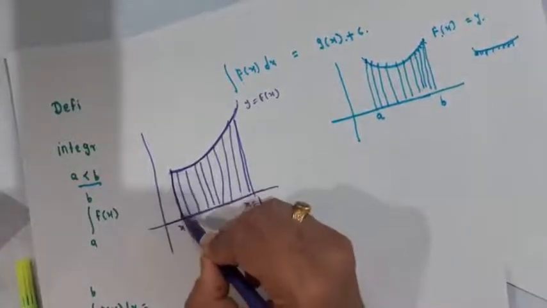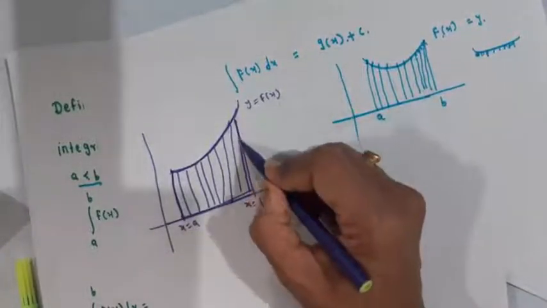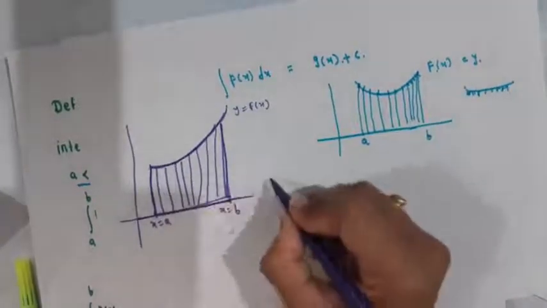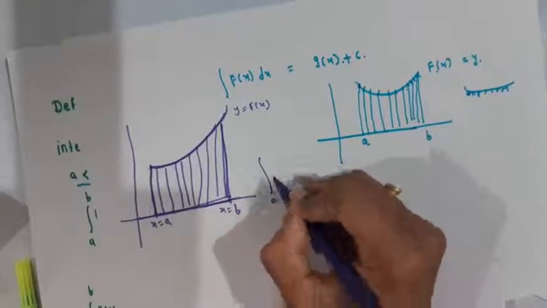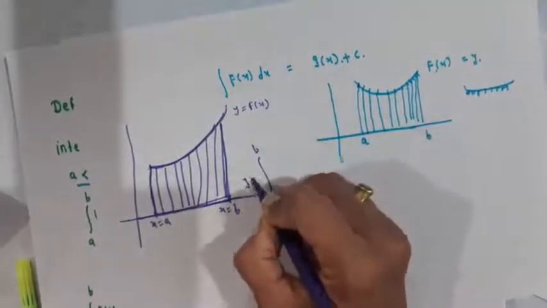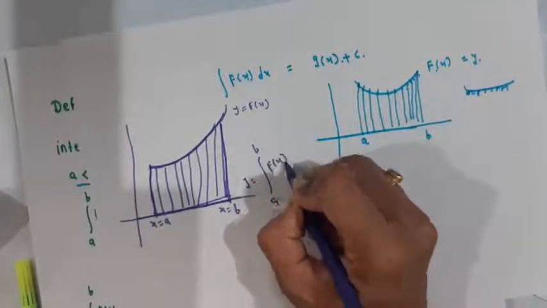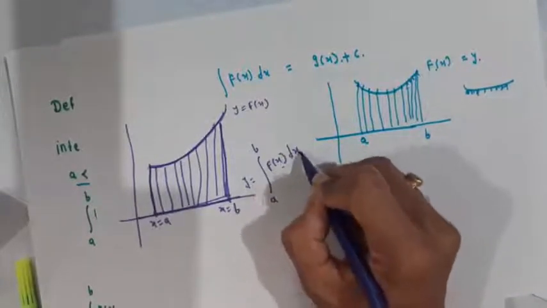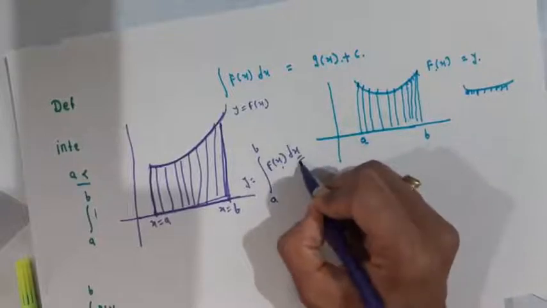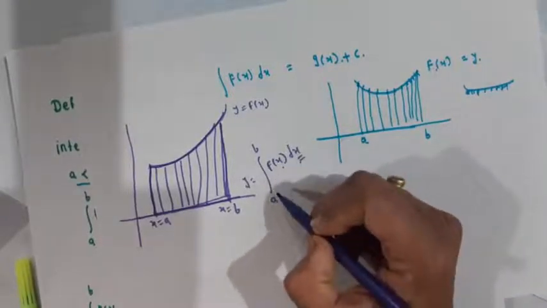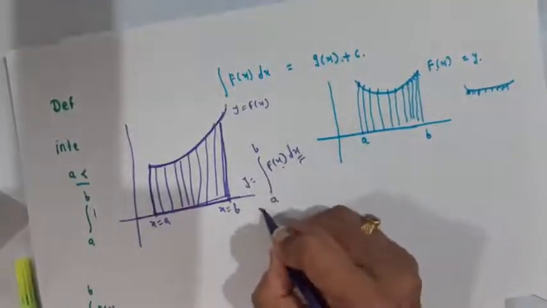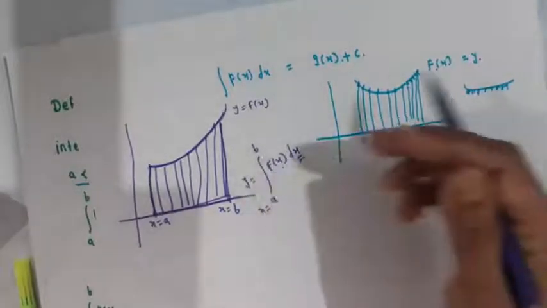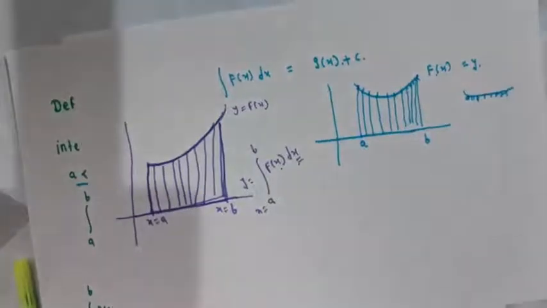So this bounded area we can find from the definite integration by taking its limits of integration from a to b, where y equal to f of x. Here y is a function of x, that's why we have to integrate with respect to x, and in that case the limits of integration are from x equal to a to x equal to b. In this way we find the definite integration.